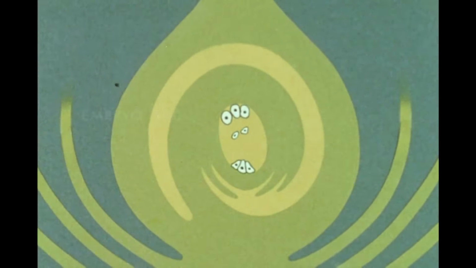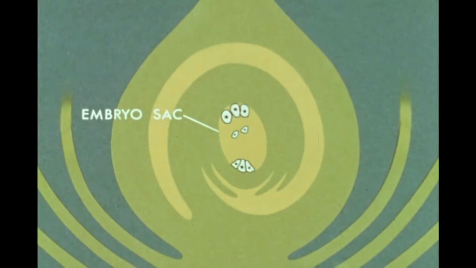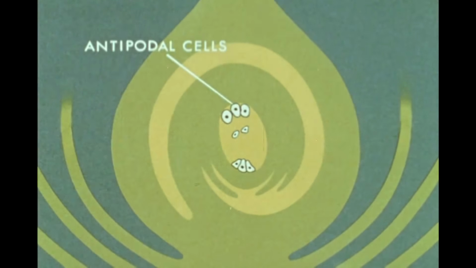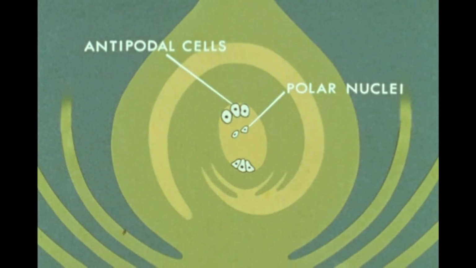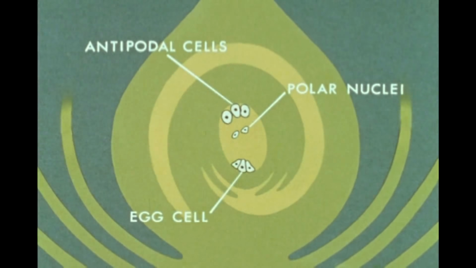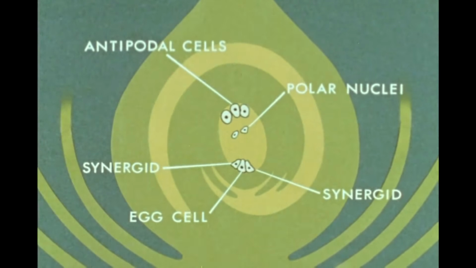Embedded in the ovule is the embryo sac, which contains antipodal cells whose function is unknown, polar nuclei, the egg cell, on either side of which are the synergids, which seem to function as nurse cells for the egg.